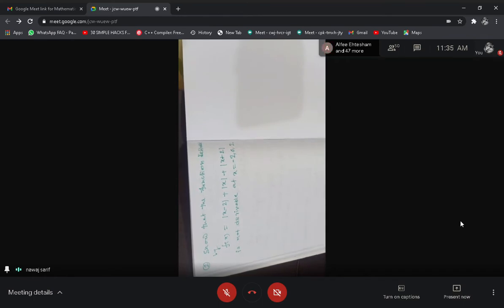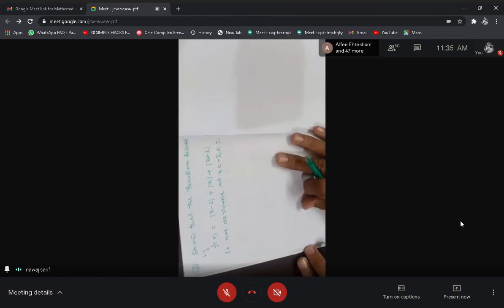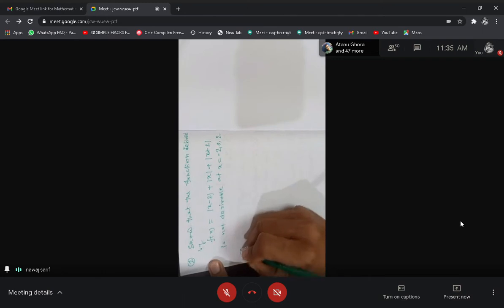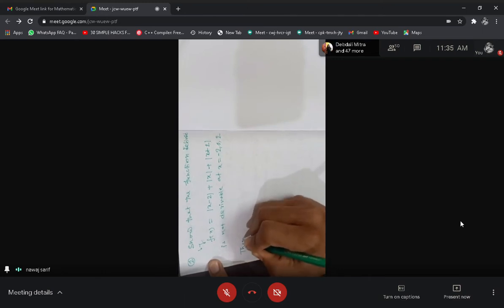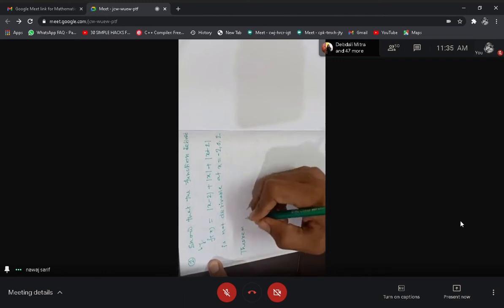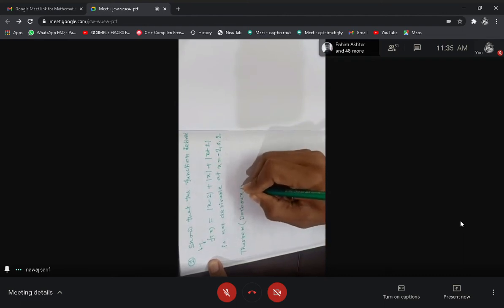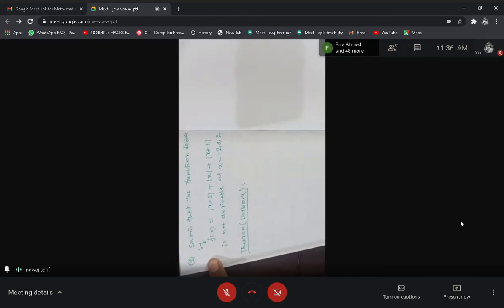Now write down some properties of derivative or some theorem. This is Darboux theorem for derivative. What is the Darboux theorem for continuity? Do you remember?